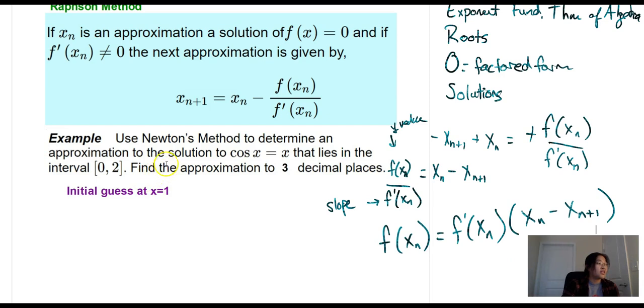So we need to use Newton's method, or Newton-Raphson, to determine an approximation to the solution of cosine of x equals x that lies on the interval from 0 to 2, and we need to find an approximation to 3 decimal places. So let's take our initial guess at x equals 1. I'll let you try to work on that, and I'll put a question here to see if you can get the right answer, and then we'll walk through it.